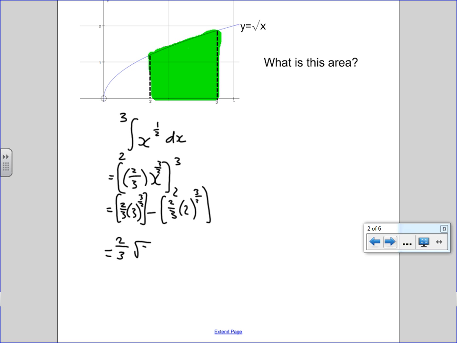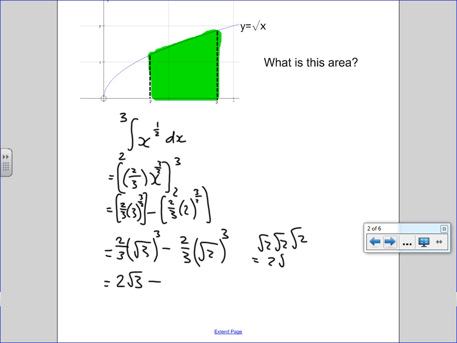So I've got root 3 cubed minus 2/3 root 2 cubed. Now root 3 cubed is root 3 times root 3 times root 3, which is 3 root 3. That 3 cancels that 3, so I end up just with 2 root 3. And then I've got 2/3 times root 2 root 2 root 2, which is 2 root 2. So that gives me overall that. So that's the actual nice, lovely answer.